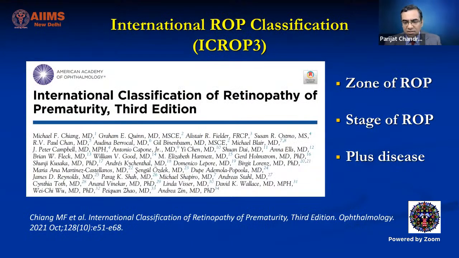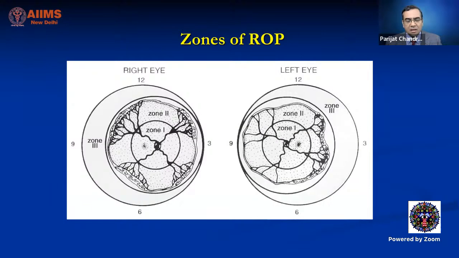So ROP staging and management is what I'm going to talk about today. ICROP 3 was released last year and basically updated the classification of ROP, which is very important to learn about ROP as well as for inter-expert communication. It divides ROP into zone, stage, and plus disease, and this is the third iteration of the same. So let's first have a look at the zones of ROP. There are basically three zones.